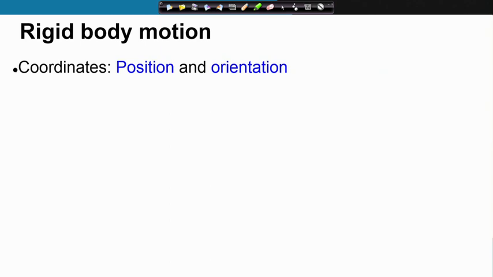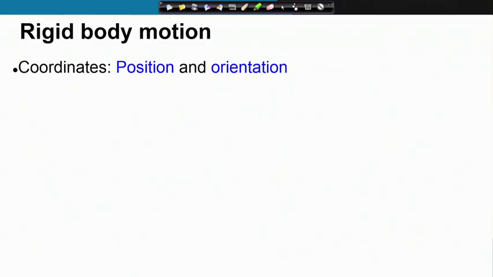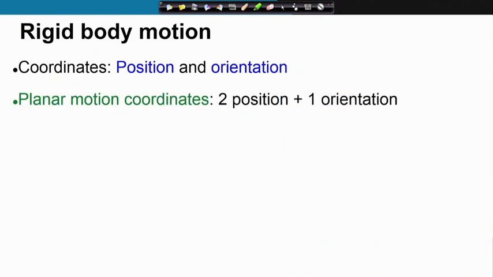Now, rigid body motion is tracked by certain coordinates. So, how do you track a rigid body moving in space or on a plane? We have coordinates which are the position and orientation coordinates of the body. The position coordinates can be x, y, z, and the orientation coordinates can be rotations about the 3 axes. There are various ways of representing orientation. Here we are going to restrict ourselves to planar orientation. So, in planar motion coordinates we have 2 position and 1 orientation.